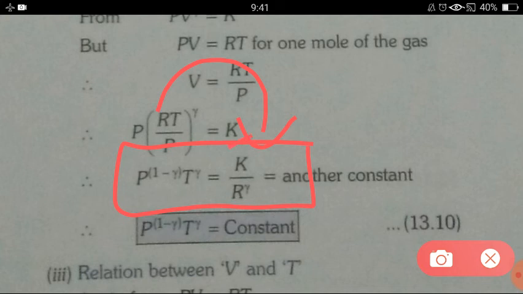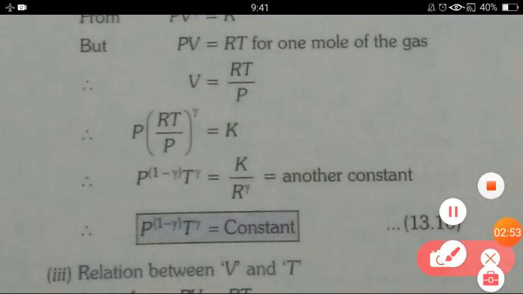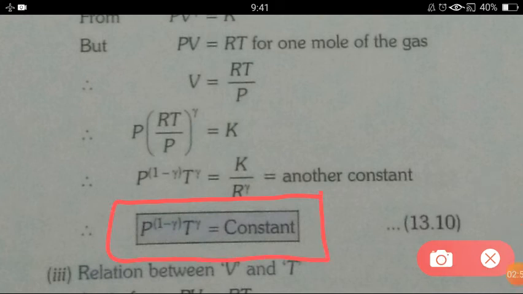K upon R to the power gamma equals another constant, because K is a constant and R itself is a constant, so basically this ratio is a constant. So finally we have this relationship between P and T: P to the power 1 minus gamma into T to the power gamma equals constant. This is the relationship between P and T in an adiabatic process.